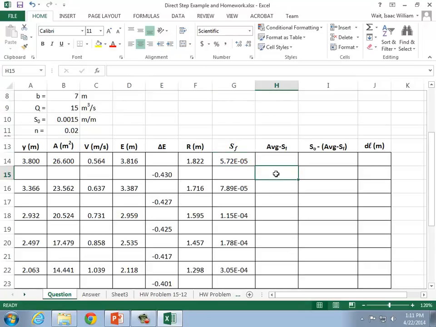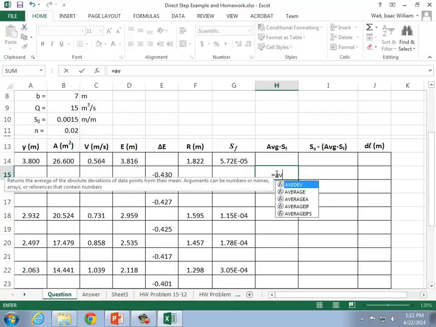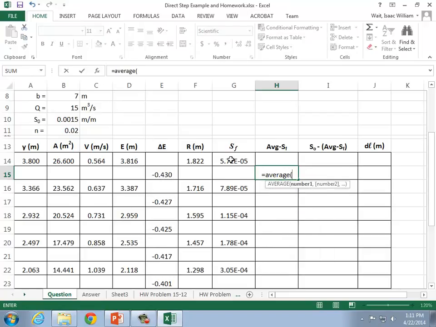So, of course, the average slope of the energy grade line is going to be the average of the upstream and the downstream sections. So you can do AVERAGE of these two. Or you could add them and divide by 2.